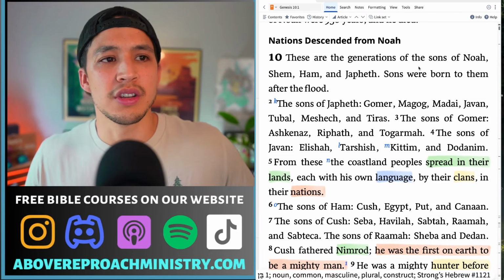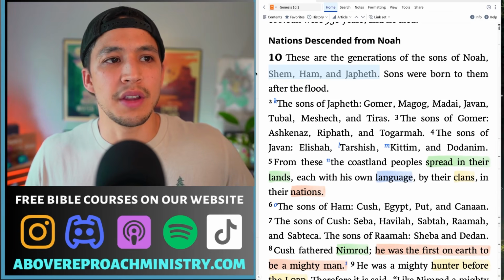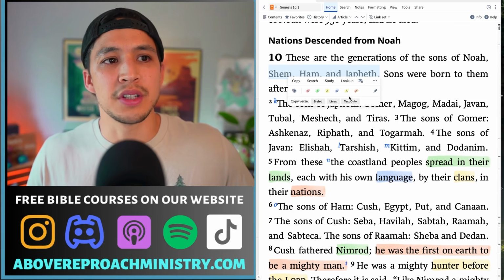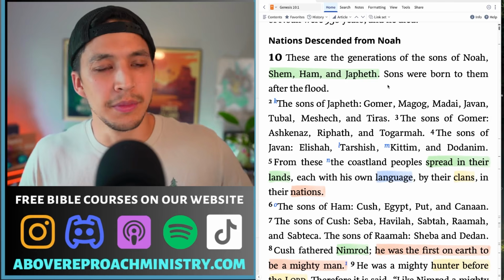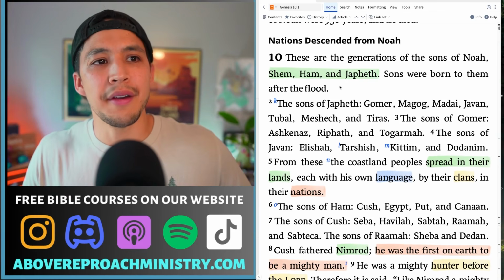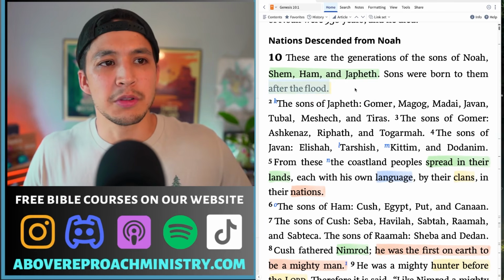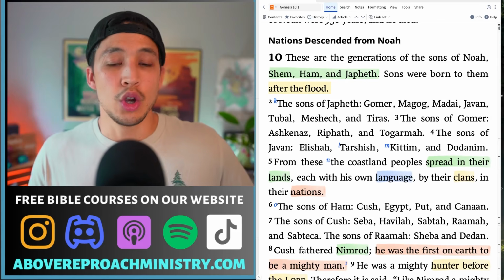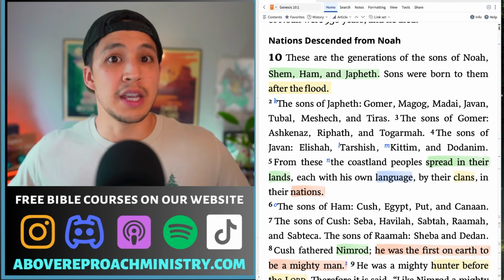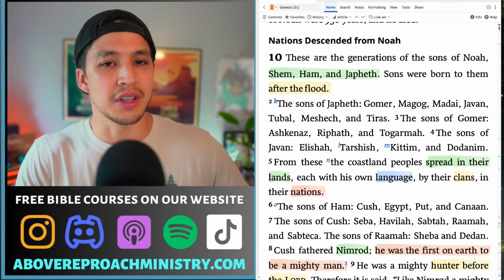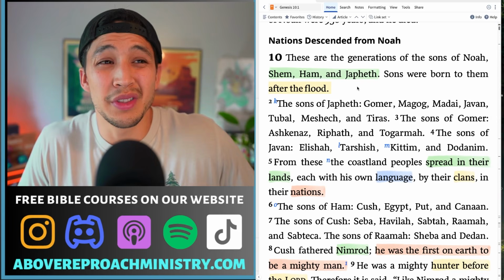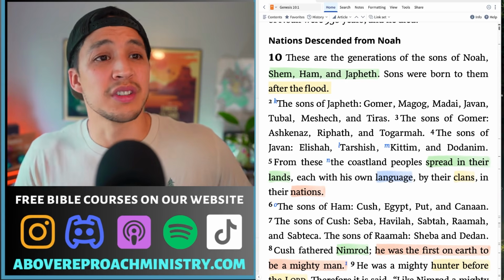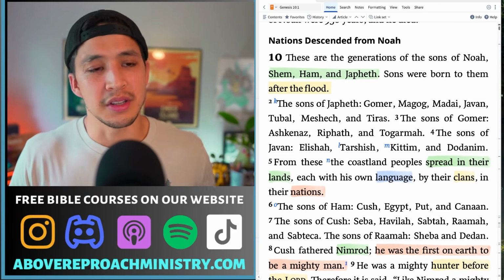These are the generations of the sons of Noah, Shem, Ham, and Japheth. We'll get to their order, and if it's in any particular order, which some people like to point out, sons were born to them after the flood. There have been some speculations about who was really on the ark and were there kids present that weren't noted because they weren't significant to the story. Well, we are told that sons were born to Noah's sons after the flood, and it's as simple as that.